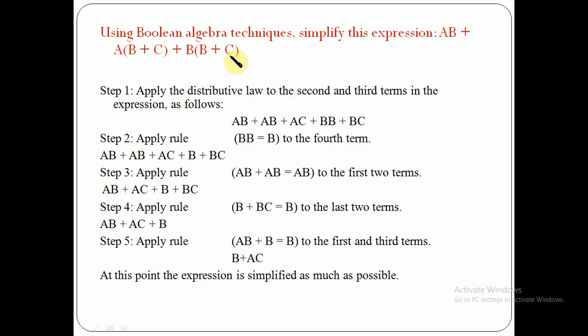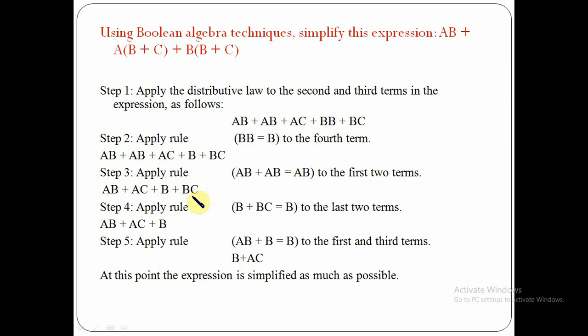Here is BB and BC. Apply the rule: BB means repeated terms, so you reduce that term and take the single term, and we get the equation AB plus AB plus AC plus B plus BC. Again you have to apply the rule for the repeated terms AB and AB, and you take only one term, that is AB plus AC plus B plus BC.